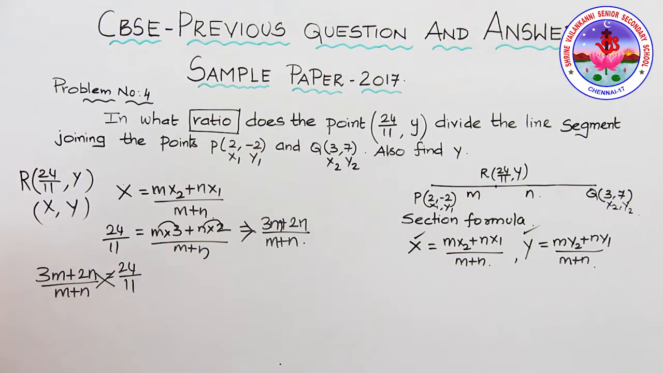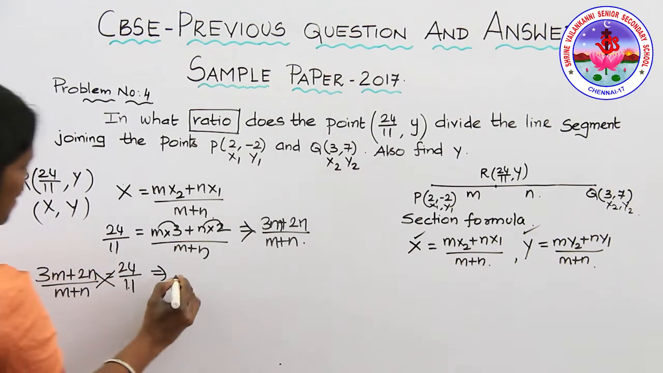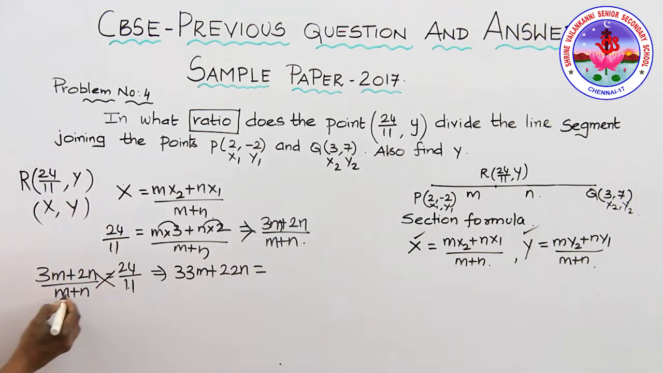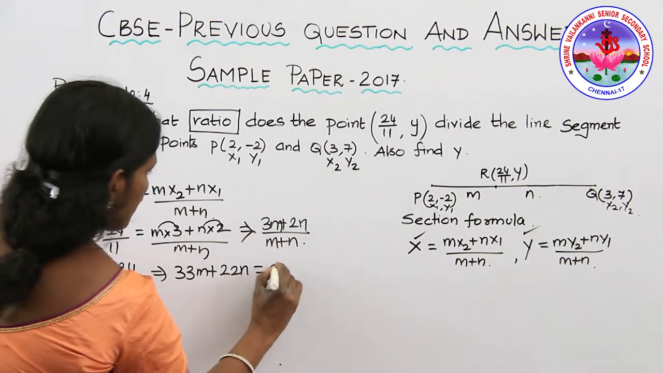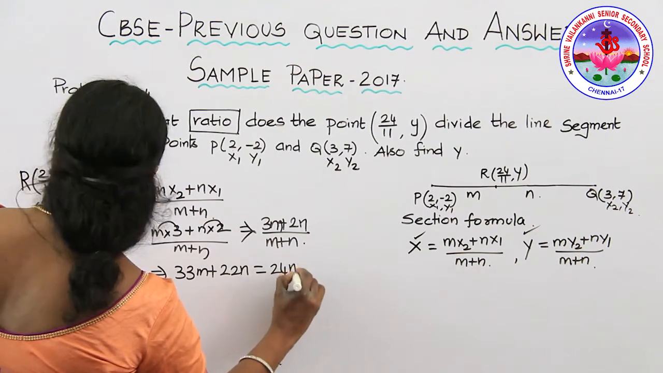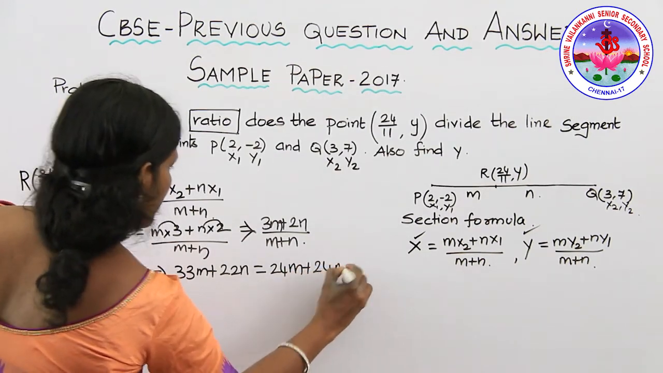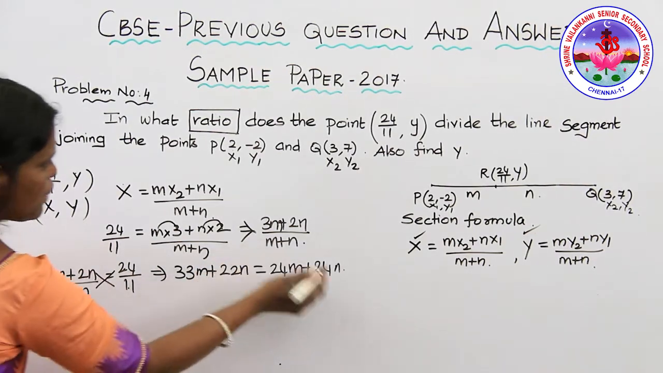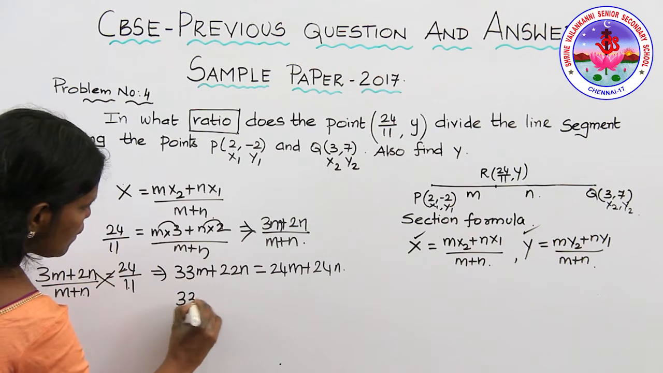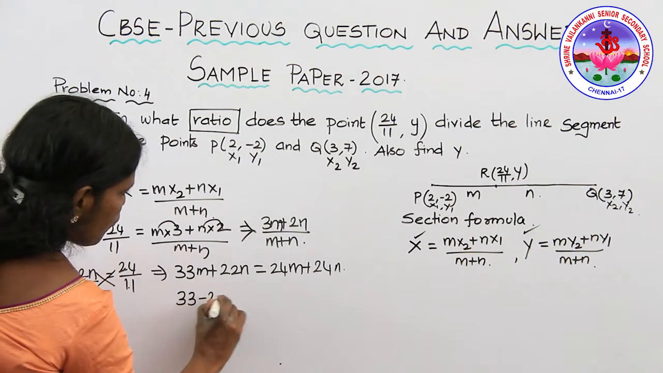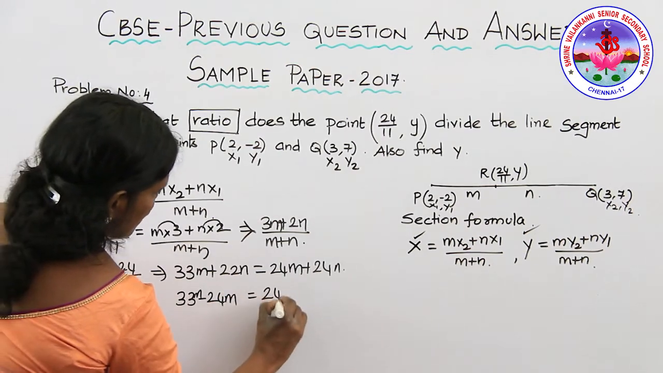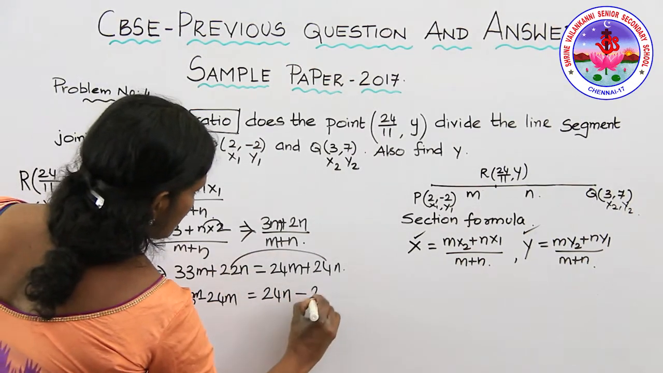So cross multiplying, I will be getting 11 into 3m plus 2n. So I am multiplying: 33m plus 22n, which is equal to m plus n with 24. I will be getting 24m plus 24n. Now I am taking m to the left side and n to the right side. So 33m minus 24m, and 24n taken to the other side.